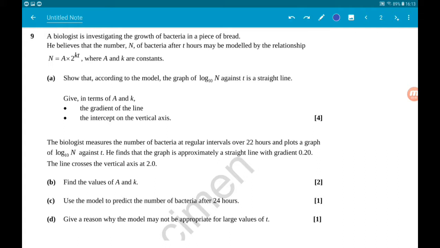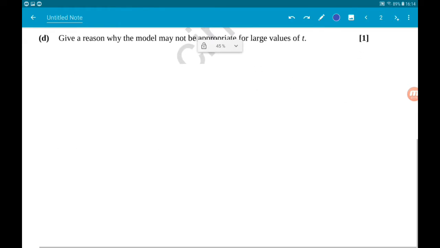Part A wants us to show that according to the model, the graph of log base 10 n against t is a straight line, and we need to give, in terms of a and k, the gradient of the line and the intercept on the vertical axis. Okay, so n then is a times 2 to the kt.